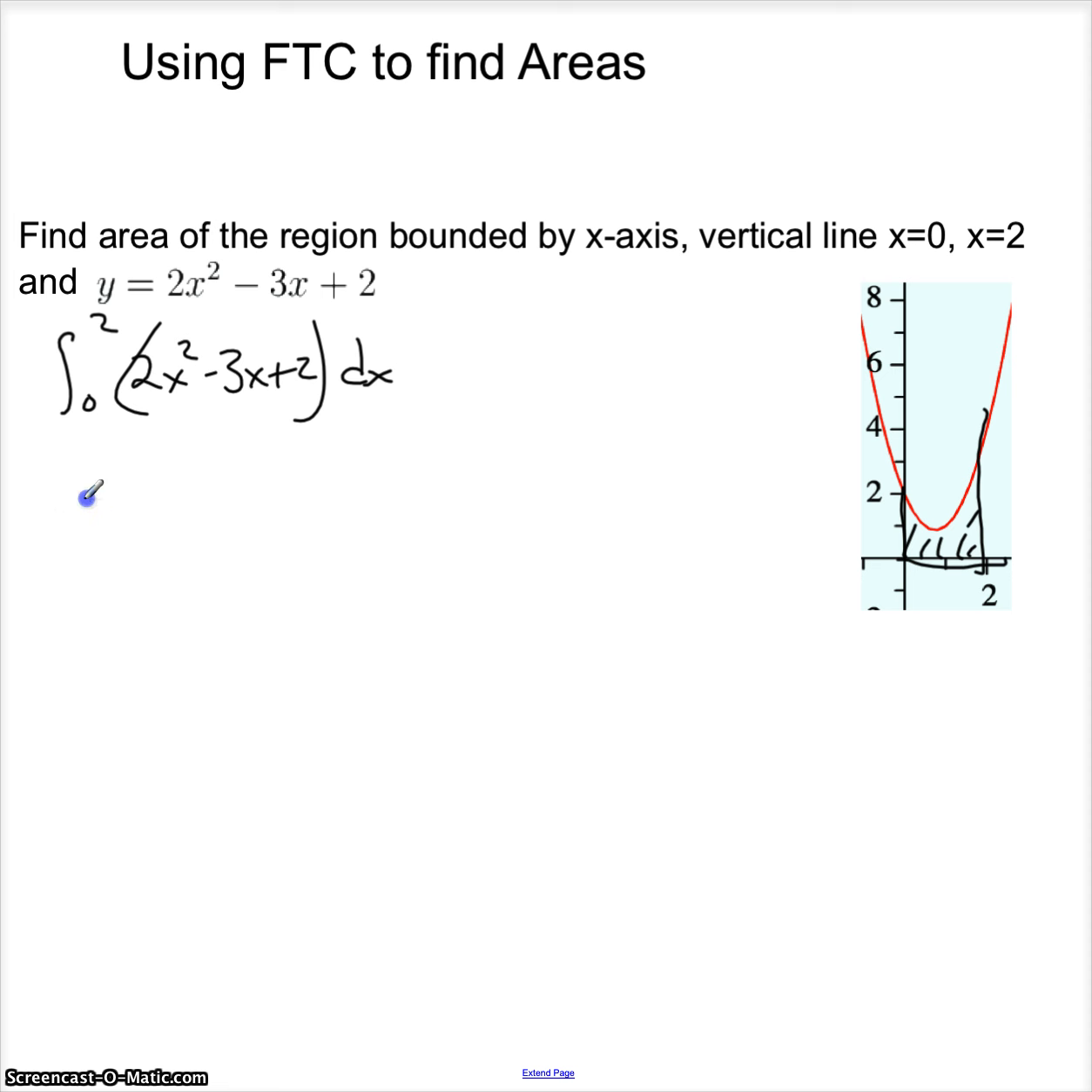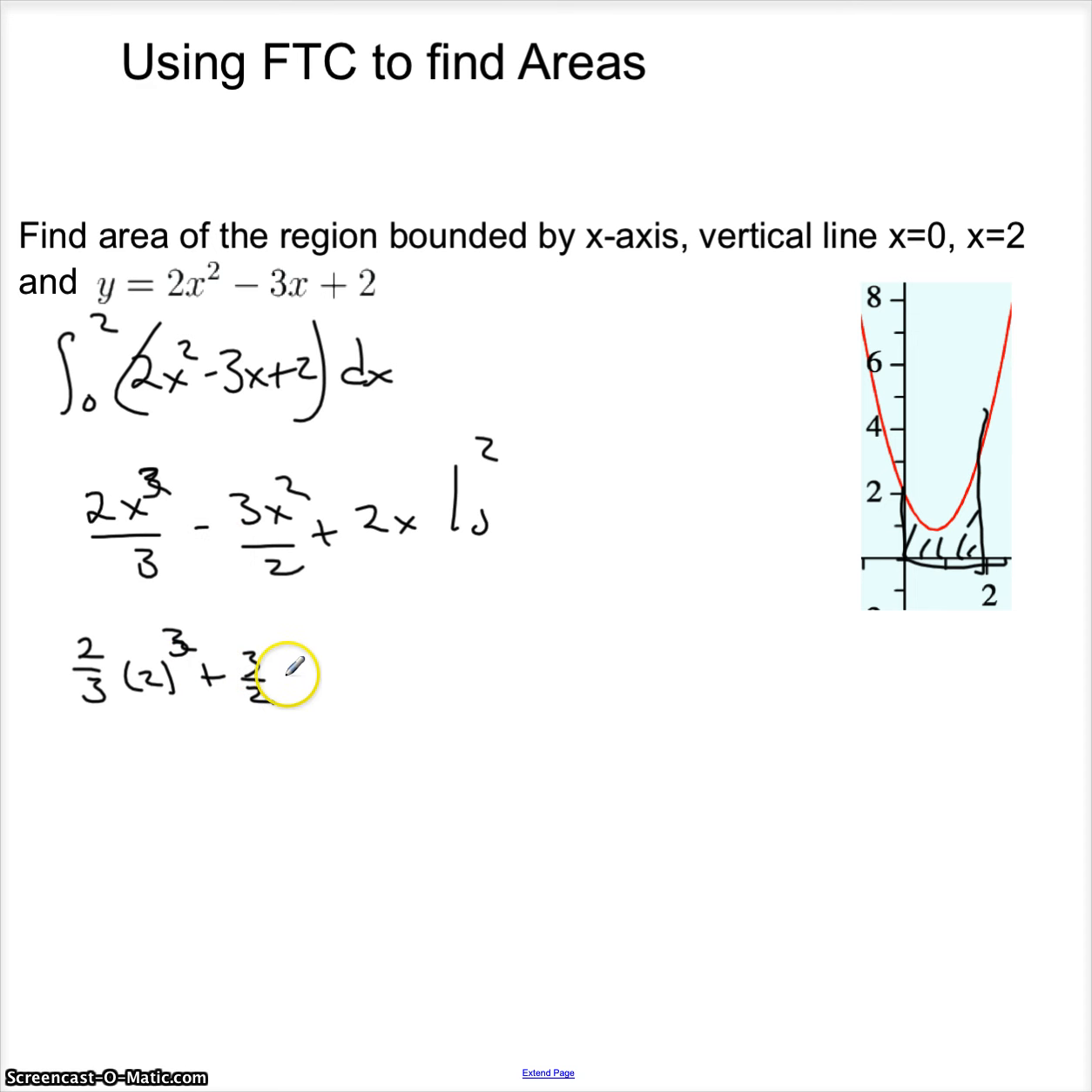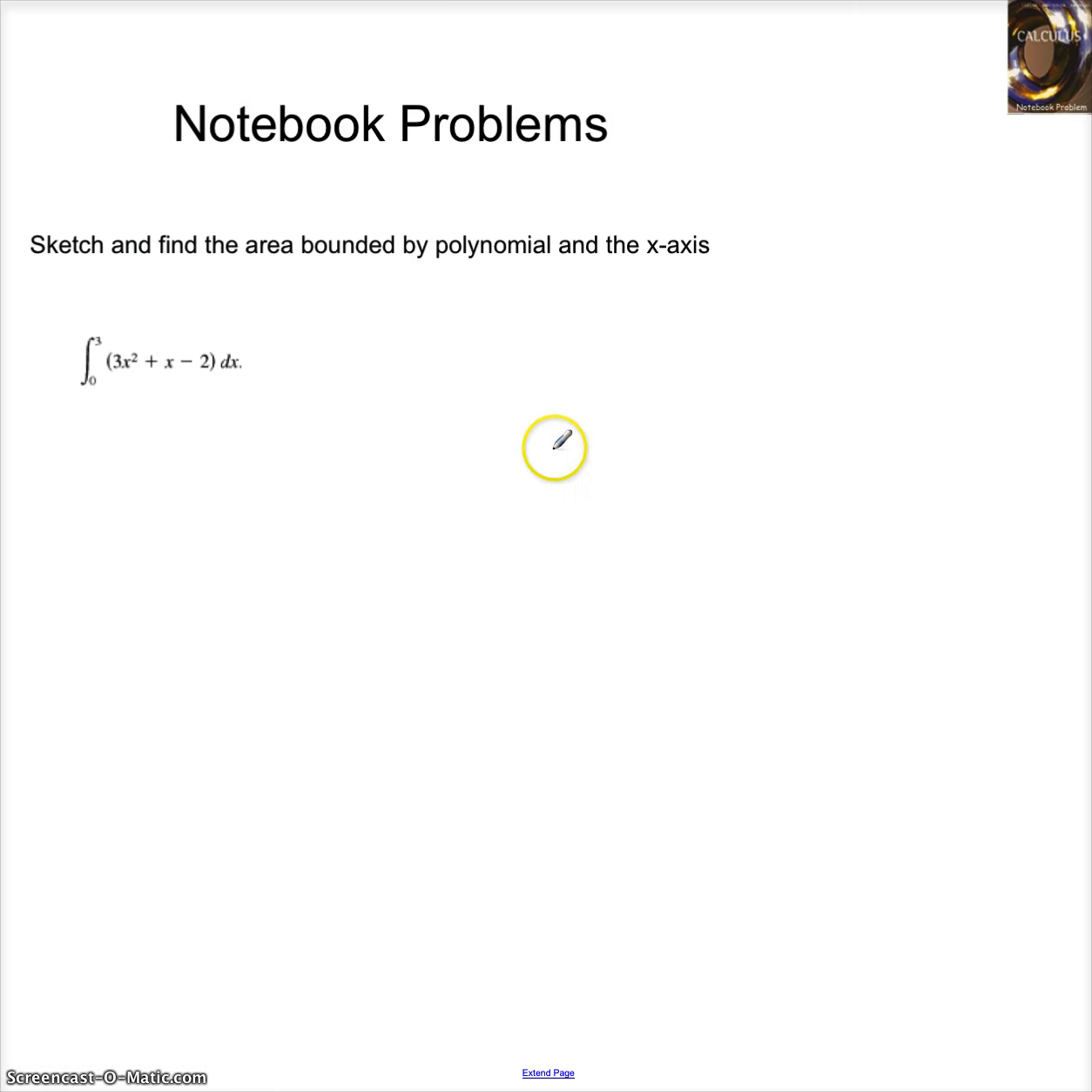This becomes 2x cubed over 3 minus 3x squared over 2 plus 2x, evaluated at 0 and 2. So this is 2/3 times 2 cubed, minus 3/2 times 2 squared, plus 2 times 2, minus 0 minus 0 plus 0. Oops, that should be a 3. And you get an answer of 10/3. All right, try this one.